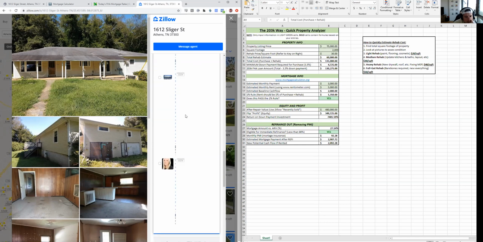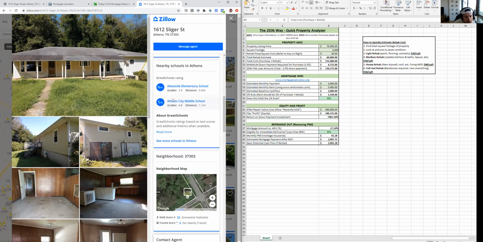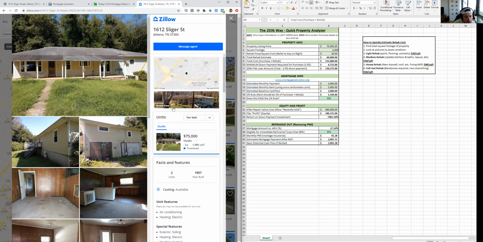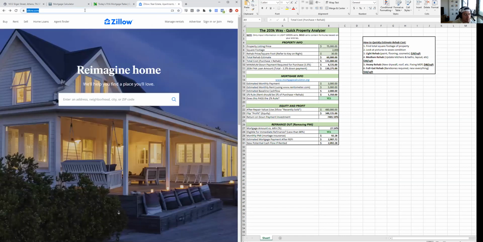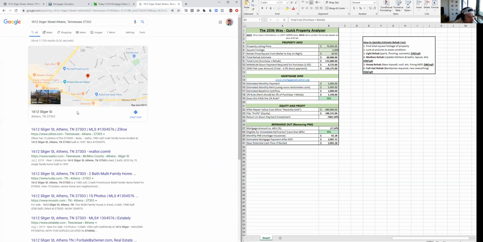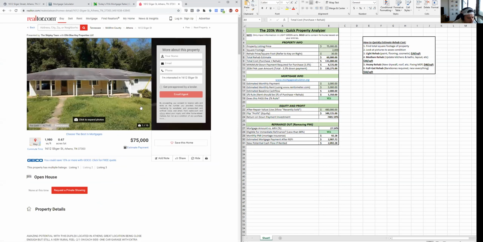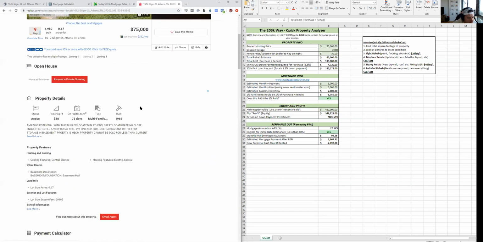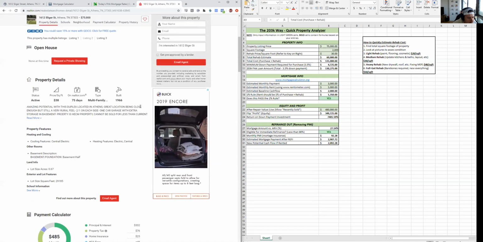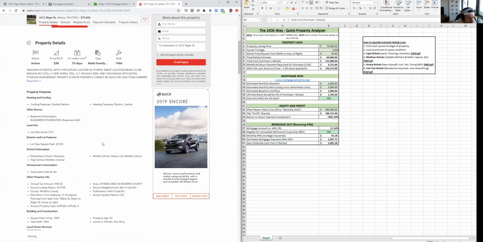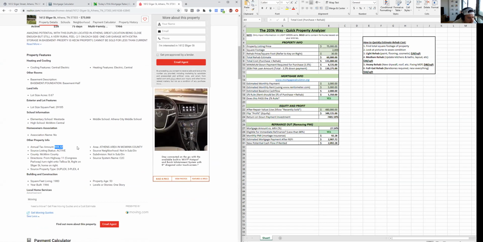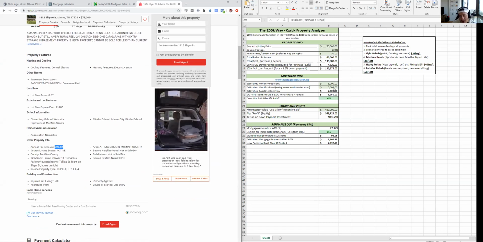Let's see. Yeah, I wonder why we're not getting any tax information on this one. Let's Google it. Maybe try realtor.com. Maybe they have something. School information, annual tax amount 908. As someone that lives in New York, that is sick to look at.